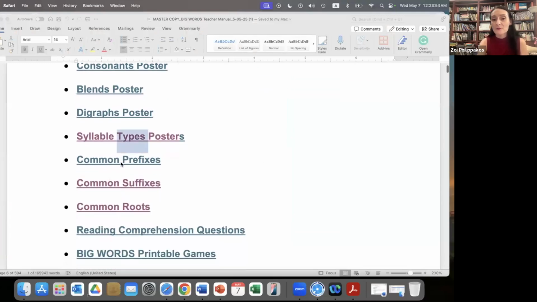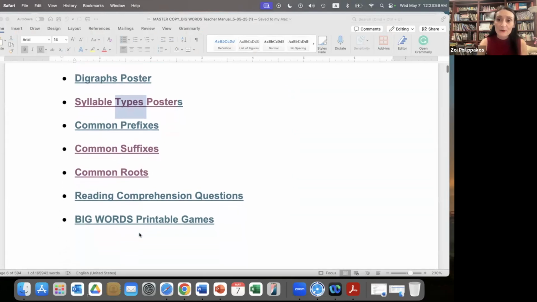You also have a common prefixes list, common suffixes, common roots. And then you see here we have the list of the comprehension questions that match the books that we have used in the past when we work with our students. These were questions that we used with chapter books, but we encourage you to use books from your own program that you may have, chapter books that are appropriate for your grade level. All the texts that we are utilizing are grade level texts, and the texts that we selected were from science and social studies.